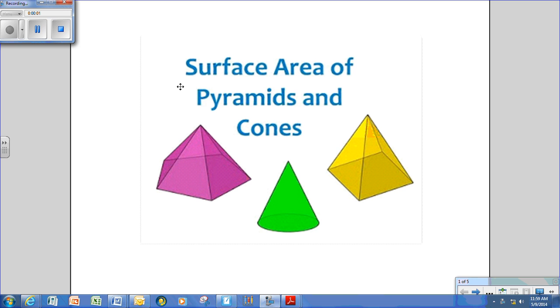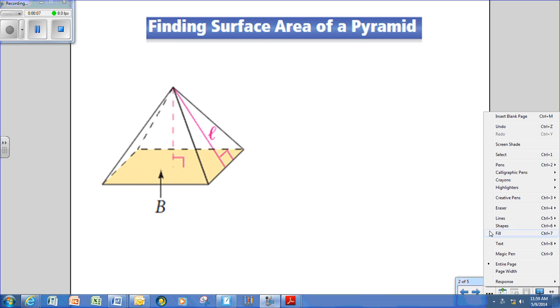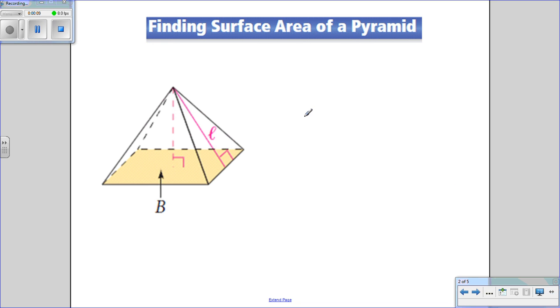This lesson we're going to cover the surface area of pyramids and cones. So we're going to start off with the surface area of a pyramid. In order to do this, first we have to figure out the formula here. Surface area of a pyramid.